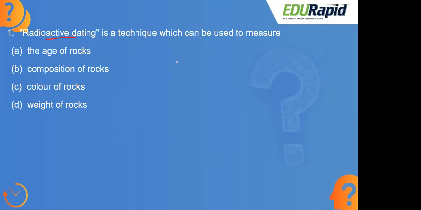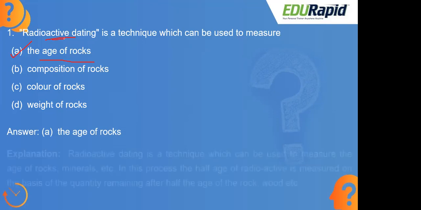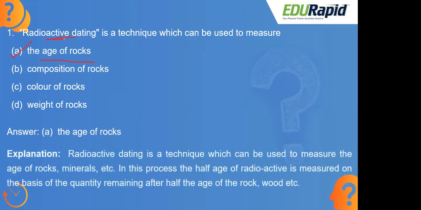Okay, let us look at the answer now. The right answer is option A. Okay, the age of the rocks. To determine the age of the rocks, the term we use here is radioactive dating. We are going to date these radioactive elements, finding out the dates, that is the age of the radioactive substance here.